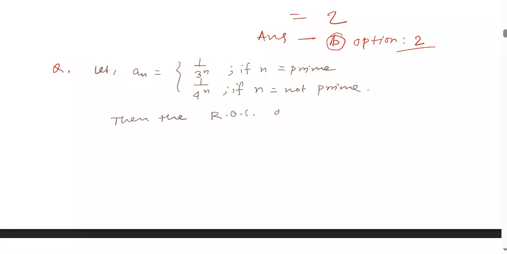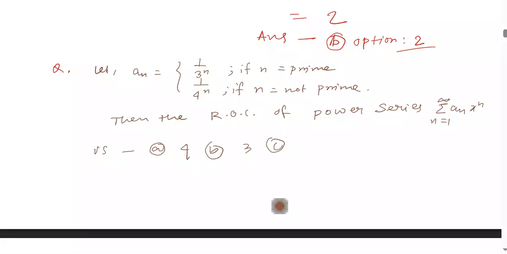radius of convergence of power series sum a_n x power n, n equal to 1 to infinity is, ए बोल रहा है 4, बी बोल रहा है 3, सी बोल रहा है 1 by 3, डी बोल रहा है 1 by 4। ब्यूटीफुल क्वेश्चन। तो इसको कैसे सॉल्व किया जाएगा?